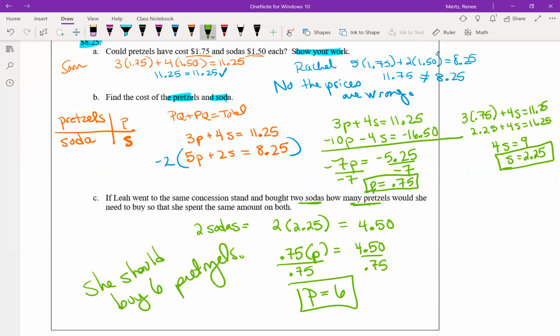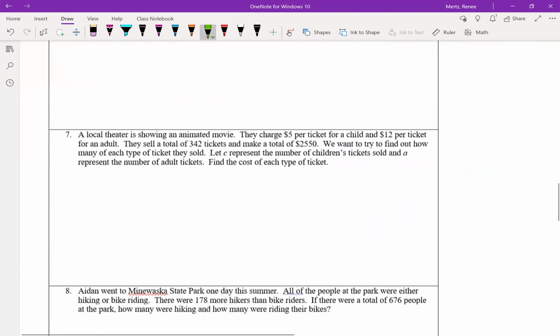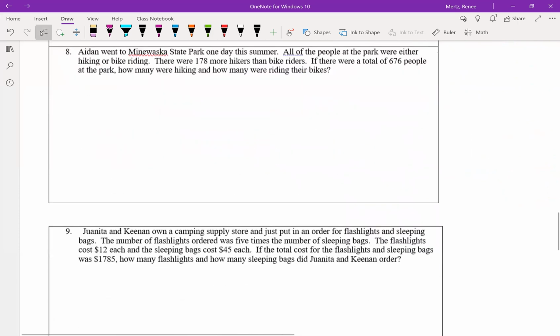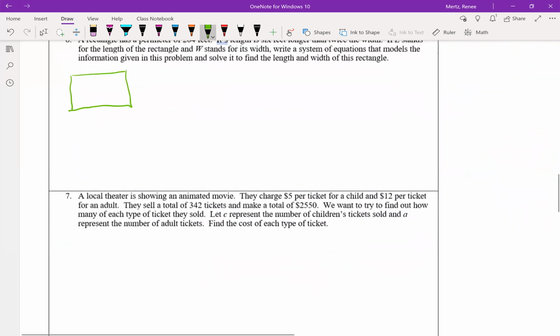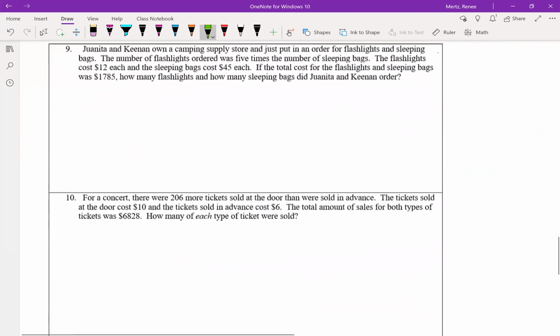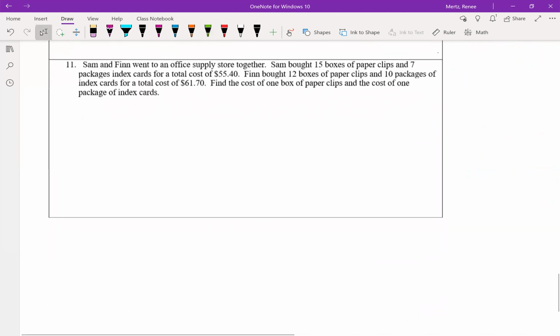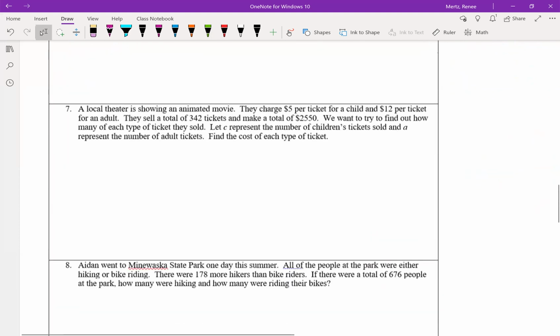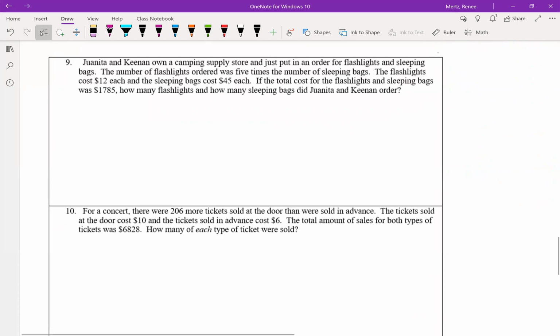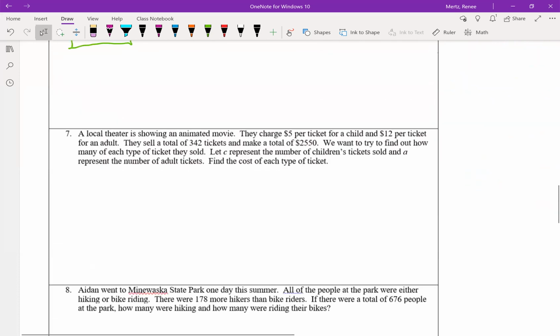Right, so these are the main types of word problems you're going to come across. There's a whole bunch for you to practice here. When you're doing perimeter and area, you want to draw a picture. Remember, perimeter is the distance around. Pick any 5 to solve. There are 6 here, so pick any 5.